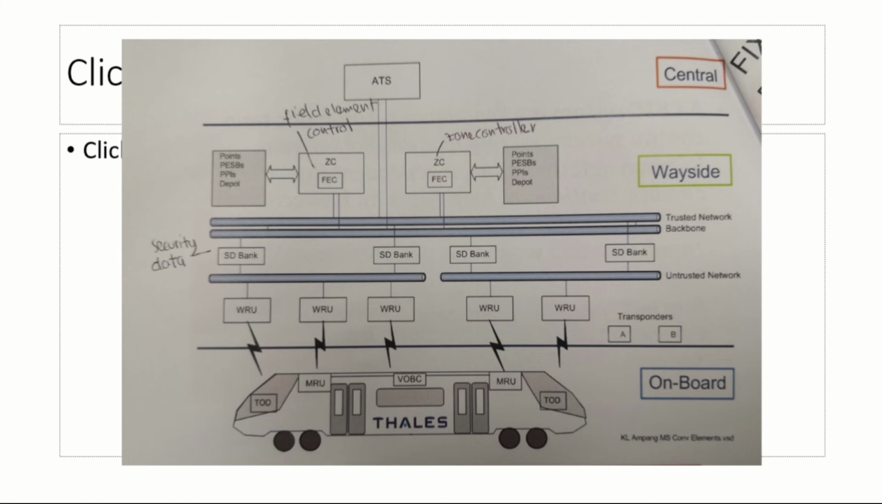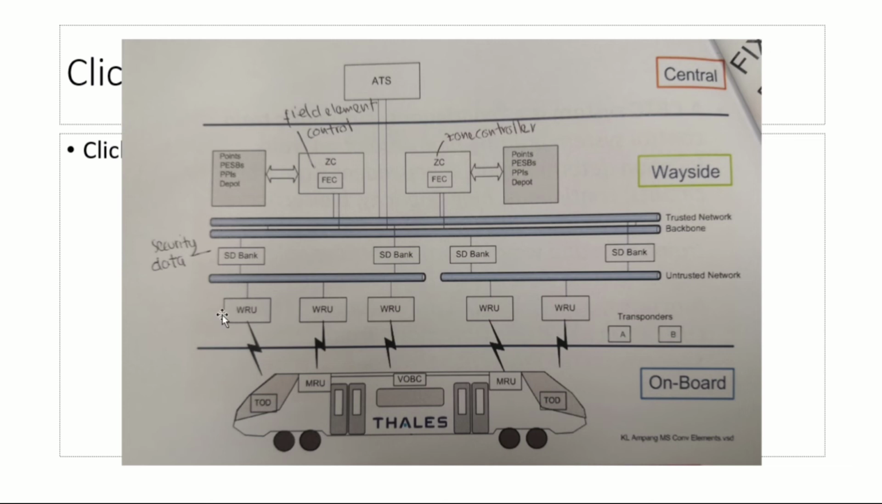And this is the example for TELUS architecture. So we have on top is the central, which is the OCC, and then we have the wayside equipment. Consists of zone controller or region controller. We have the SD bank for security data bank as a firewall between the trusted and the untrusted network. And this is the untrusted network, where the main component is the wireless radio unit.